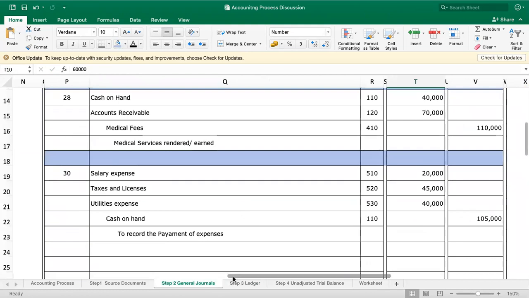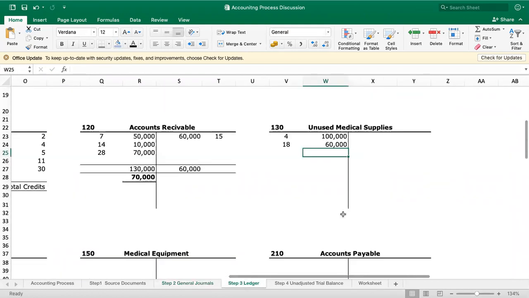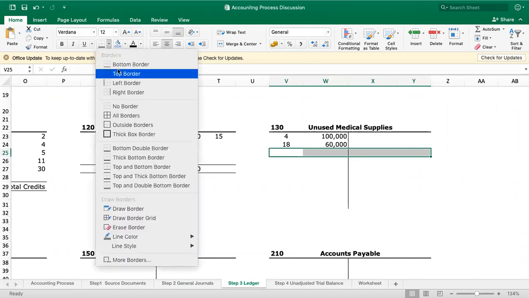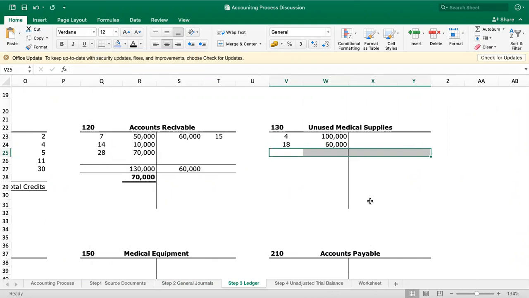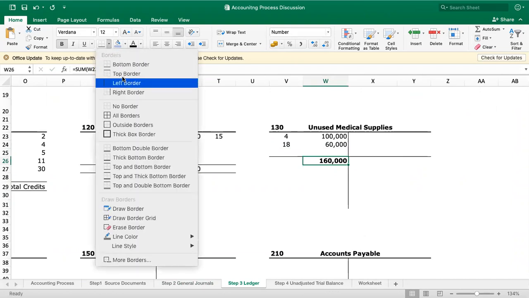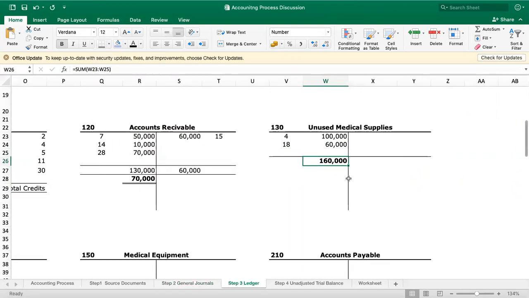So, dalawang transaction lang that affects your unused medical supplies account. Therefore, we can compute now the balance. Since there's no credit to the unused medical supplies, the total balance of your unused medical supplies account is 160,000 debit balance. Again, double rule. That means that is the final balance before the adjusting entries.